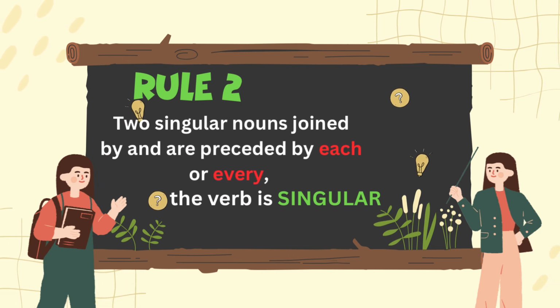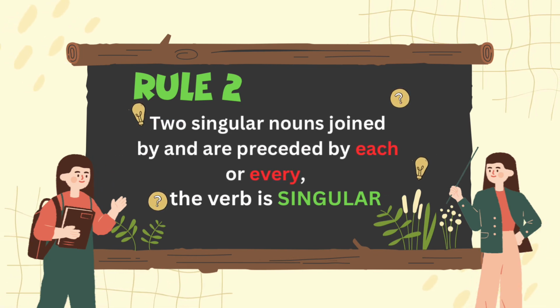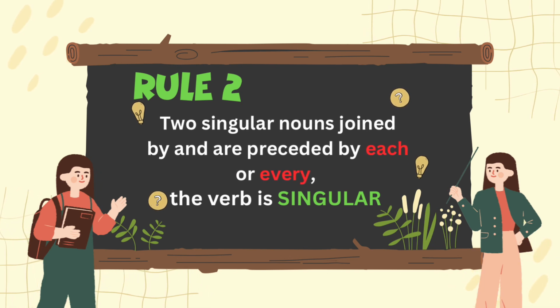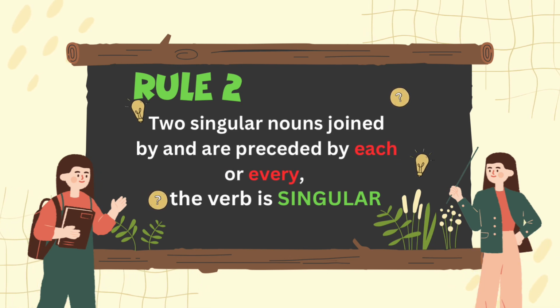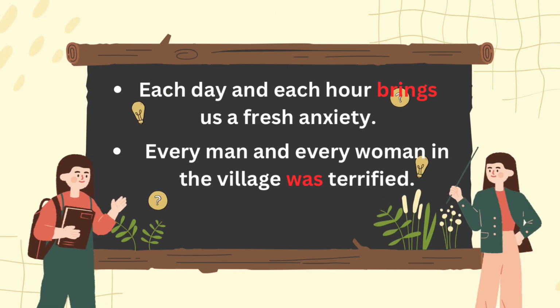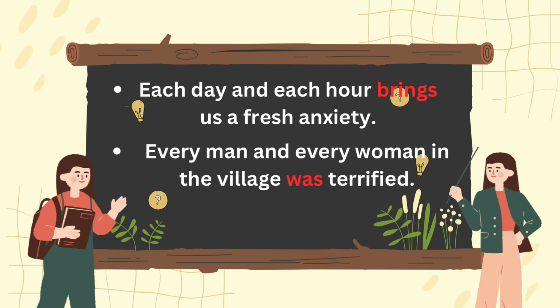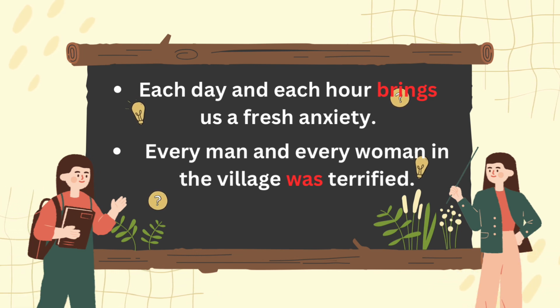The second rule of subject-verb agreement says, when two singular nouns are joined by and are preceded by each or every, the verb used is singular. For example, each day and each hour brings us a fresh anxiety. Here, there are two subjects, day and hour. Both are joined by the word and, but they are preceded by the word each. Therefore, the verb used is singular. Similarly, every man and every woman in the village was terrified.